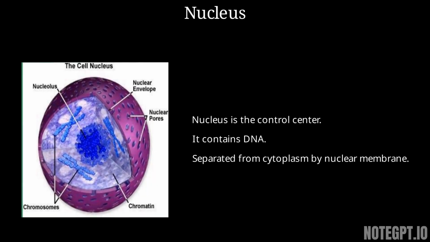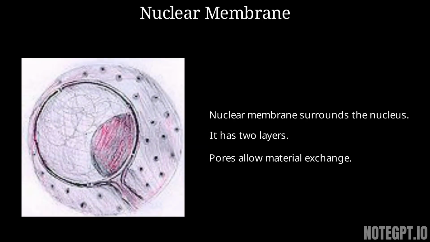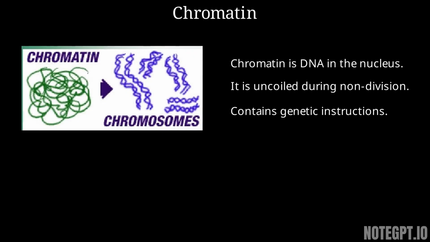The nucleus is the control center of the cell. It directs cell activities and contains genetic material, DNA, separated from the cytoplasm by the nuclear membrane. The nuclear membrane surrounds the nucleus, separating DNA from the cytoplasm. It is made of two layers and has pores that allow materials to move in and out. Chromatin is the genetic material, DNA, in the nucleus in its non-dividing state. It contains instructions for traits and characteristics.